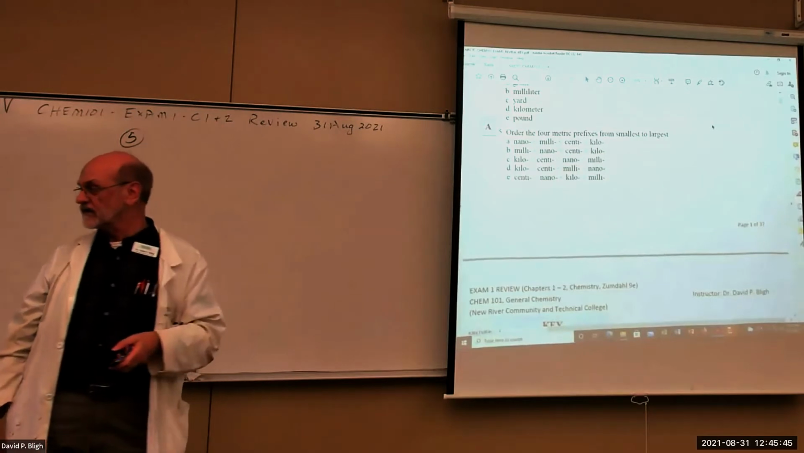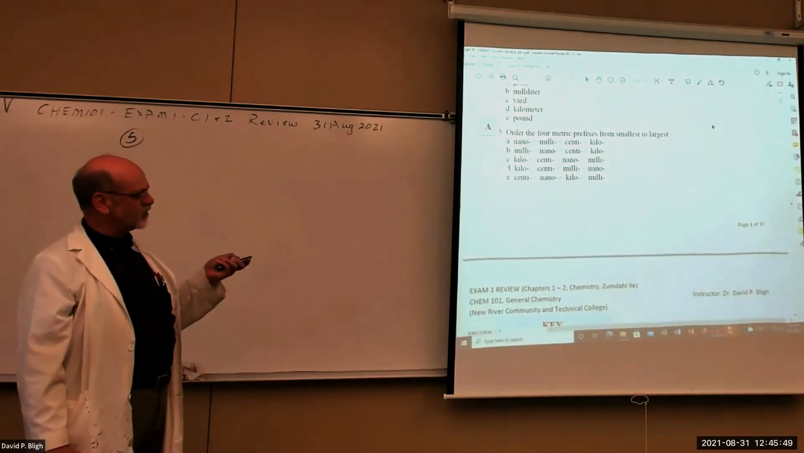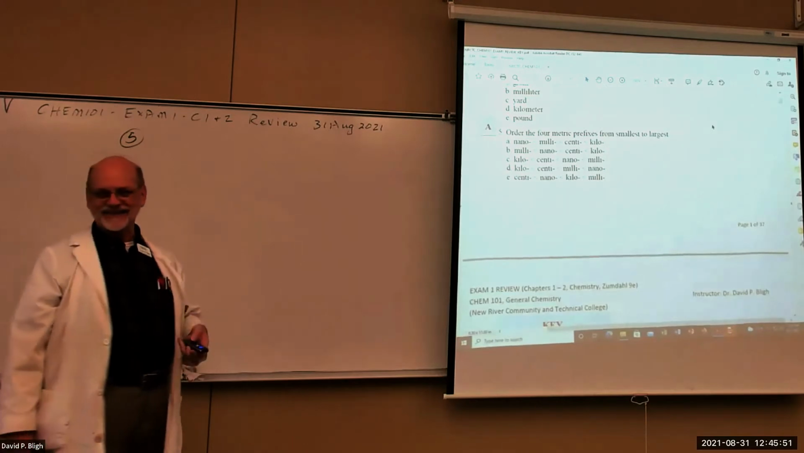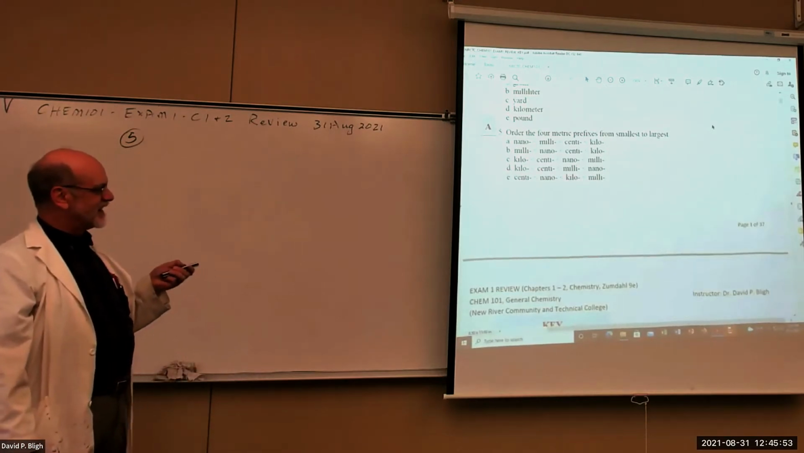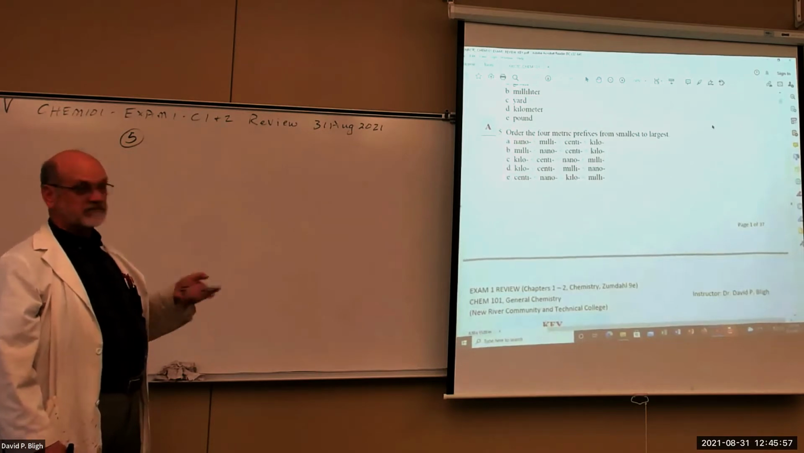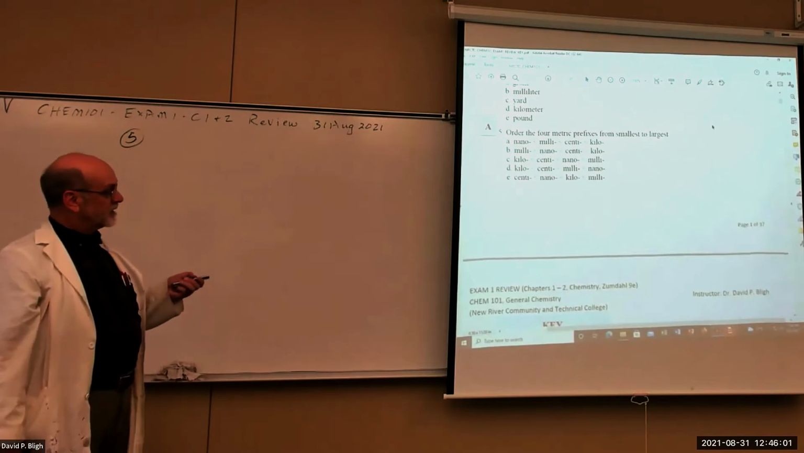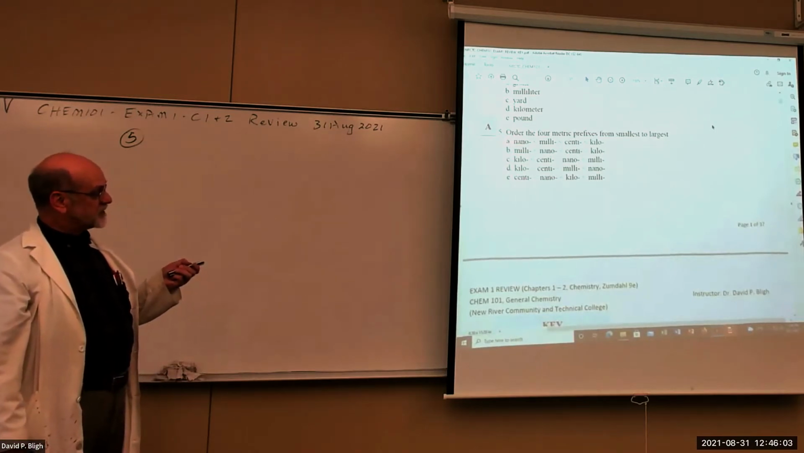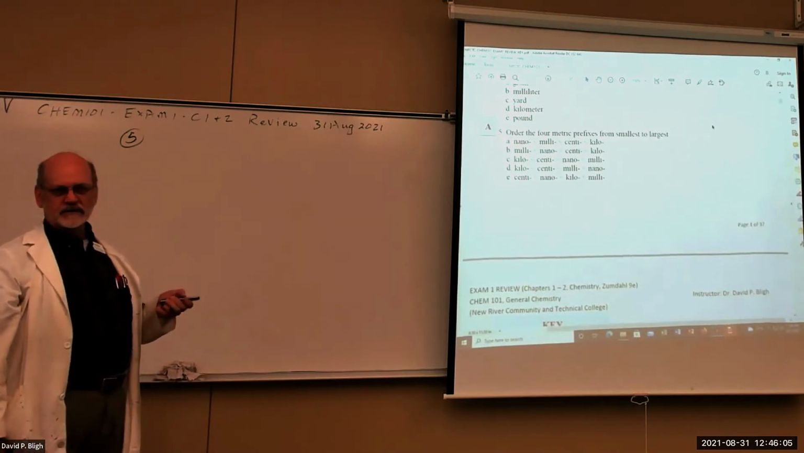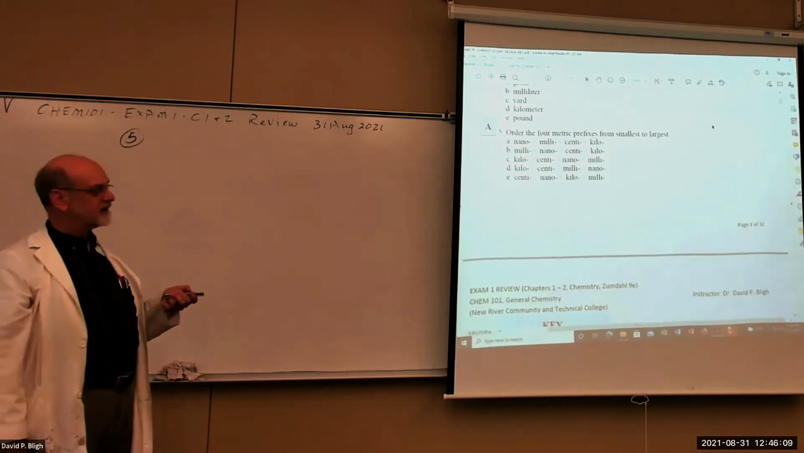Actually, that's all you need. I should have put another one in there with nano over here, then you'd have to think about it. But with this one, nano says that's the smallest, and none of the others fit. So test taking technique, you're done. But what is a nano? It's a billionth, 10 to the minus 9th.